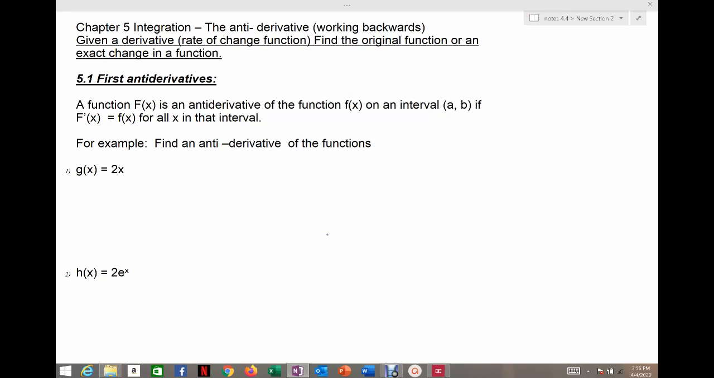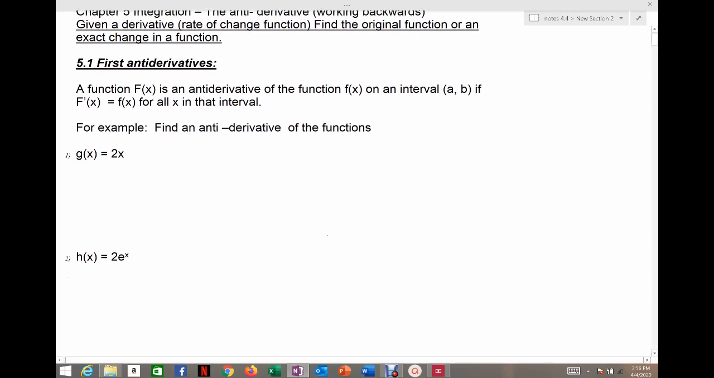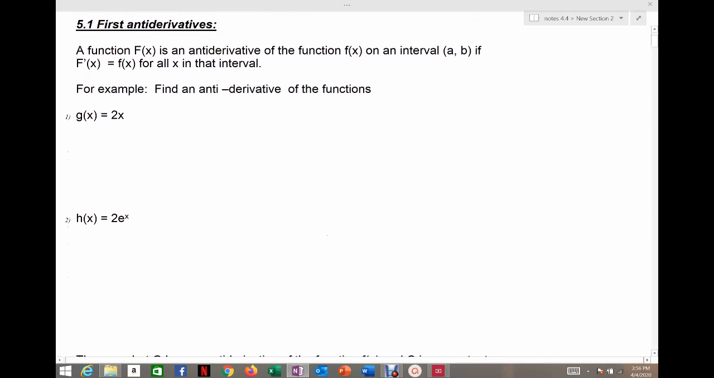What we're going to do in this chapter is work backwards to find the original function, or applications of an exact change in a function. Integration is also used first. Alright, so first, rules of antiderivatives. And as it turns out, there's not as many rules for antiderivatives as there are for derivatives, at least in this class.